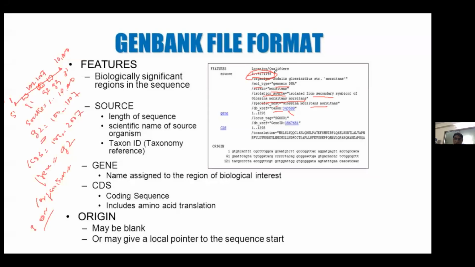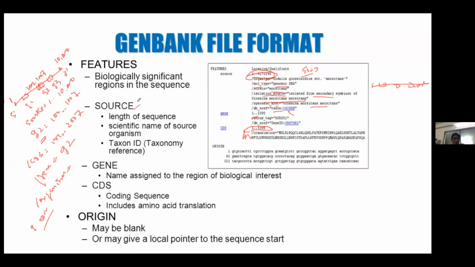This is a very large genome, almost 4 million base pairs. Within these 4 million base pairs, we can express a lot of genes. One of the examples given here is quite unusual, and it should not be like that. Anyway, 1 to 1395, within these spaces you have your coding sequences. So this is how the features are provided in the GenBank file format.